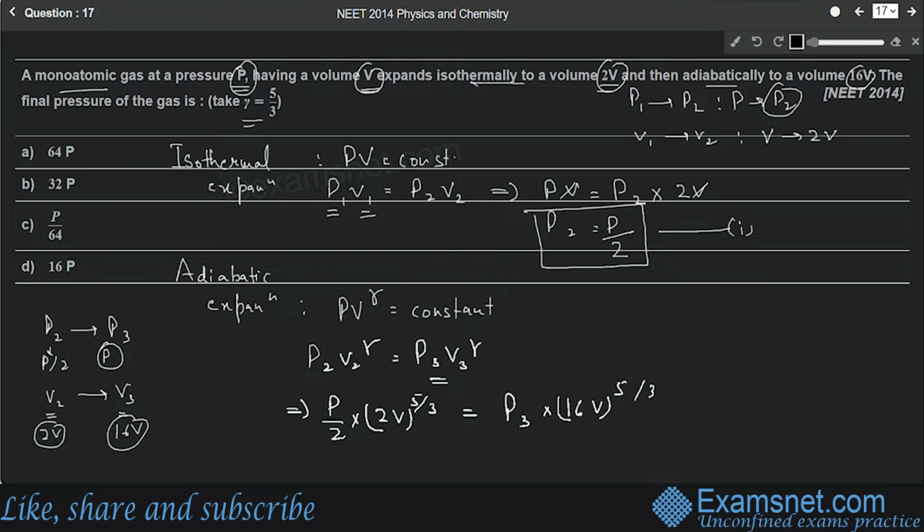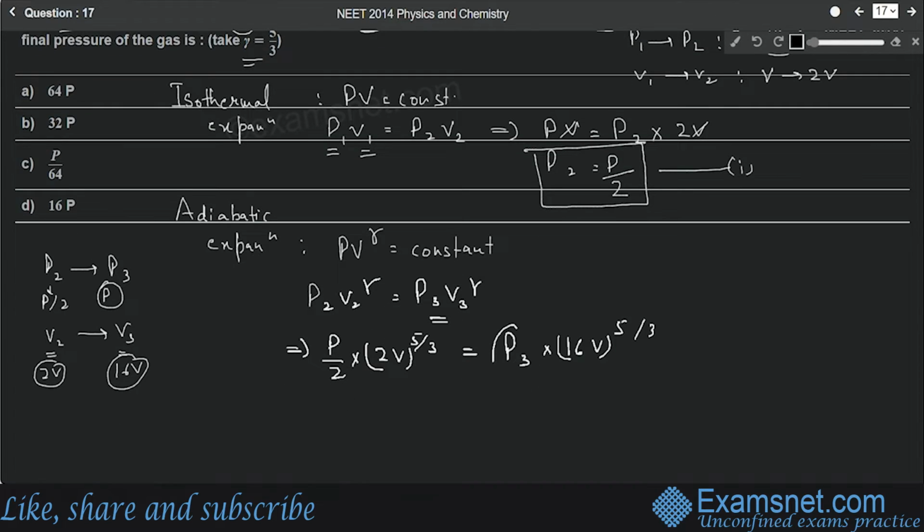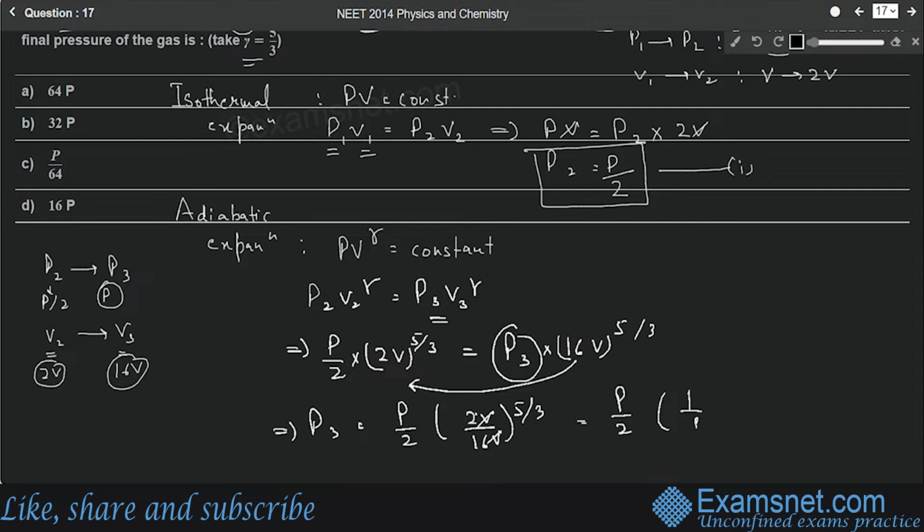Okay, so we have to find out the final pressure, that is P3. So P3 will be equal to P by 2, and this 16V will come this side as denominator. So 2V upon 16V to the power 5 by 3. Okay, V is cancelled and 2 by 16 is equal to 1 by 8. So P by 2 into 1 by 8 to the power 5 by 3. So what will be the value of 1 by 8 to the 5 by 3?